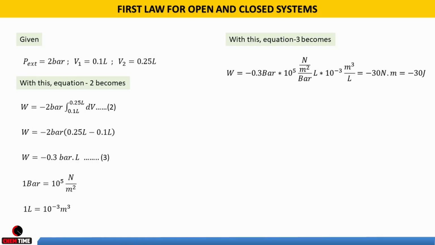Minus 2 bar brackets 0.25 liters minus 0.1 liters, that is minus 0.3 bar liters. But all of us know 1 bar is equal to 10 power 5 newtons per meter square and 1 liter is 10 power minus 3 meter cube. With this, W becomes minus 3 bar into 10 power 5 newtons per meter square per bar into liter into 10 power minus 3 meter cube per liter. That boils down to minus 30 Newton meter, that is minus 30 joules.